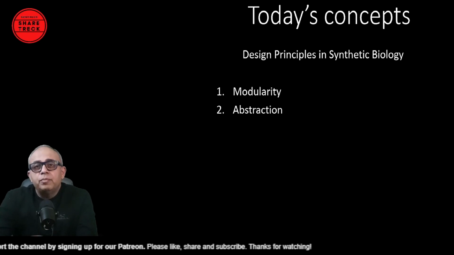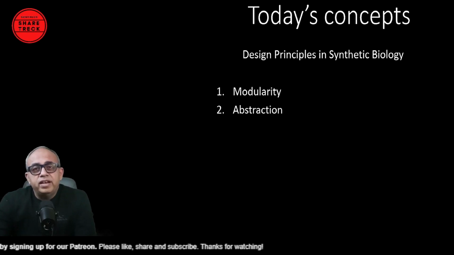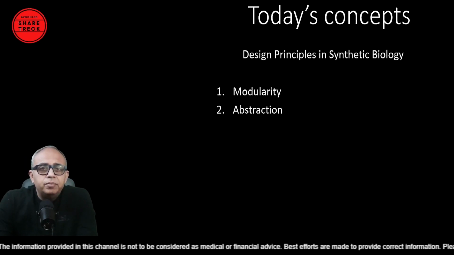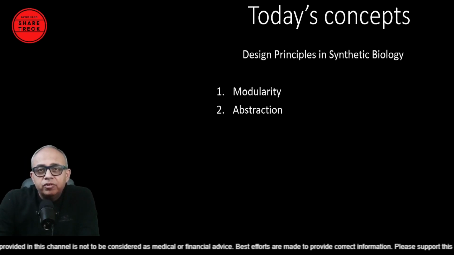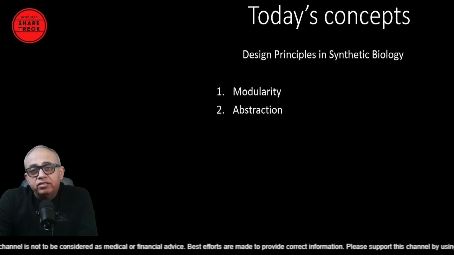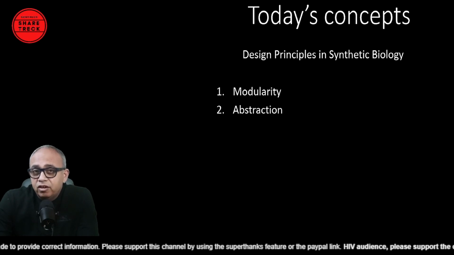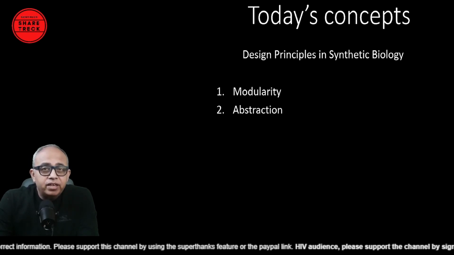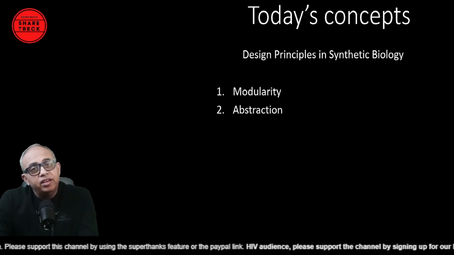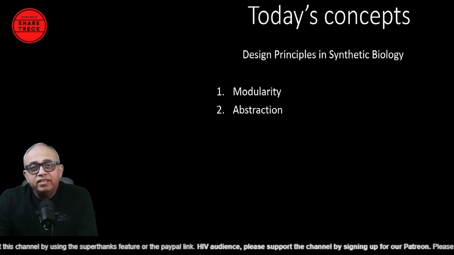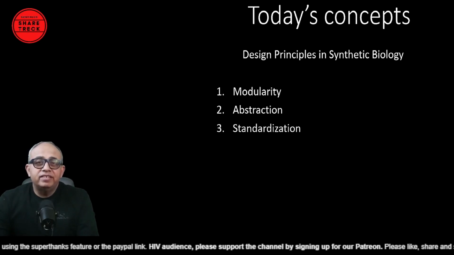Overall, abstraction is a powerful tool for synthetic biology design, allowing researchers to simplify complex biological systems into more manageable models and to create new systems with specific functions. This approach has led to the development of a wide range of synthetic biological systems, from simple genetic circuits to complex organisms with novel functions. By breaking down complex systems into their component parts, researchers can better understand how these parts work together to create the whole. A third design principle is standardization.